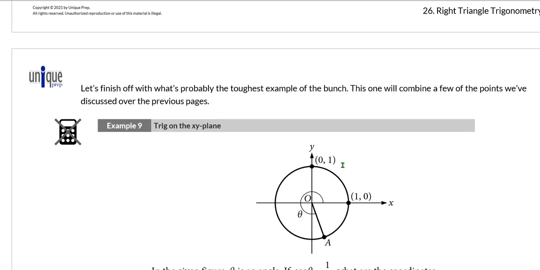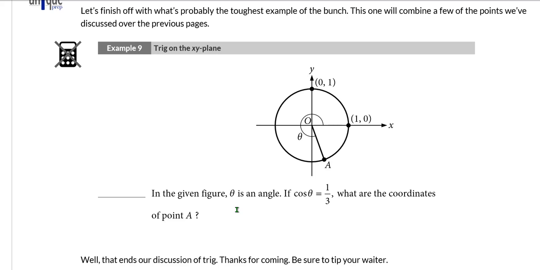If you feel confident, you can try this one on your own. If not, you can just watch me work through it. So in example 9, again, we have this circle on the xy plane centered at the origin. We are not given the radius here. That is not true. We are given the radius. We know that the radius is 1.